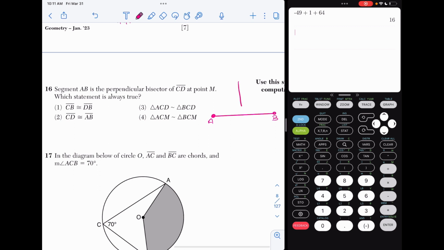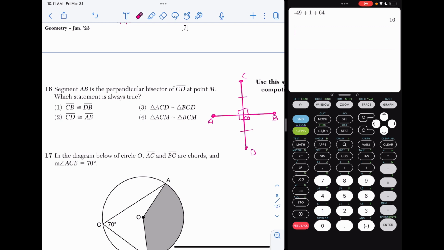Okay, so I know that these two line segments, and I'm going to shift that over just slightly, make it look a little better. AB is the perpendicular bisector of CD at point M. So here's what that means. That means that CD forms right angles with AB. That's what perpendicular means. And it also means that CD has been cut in half since it was bisected. Now it wants to know what statement is always true.